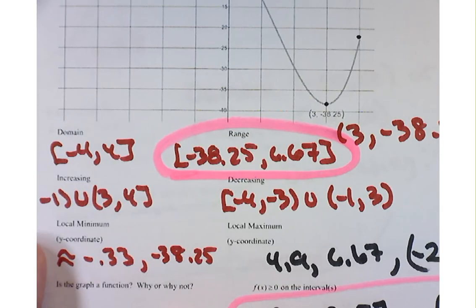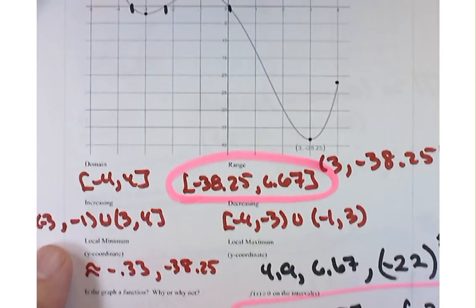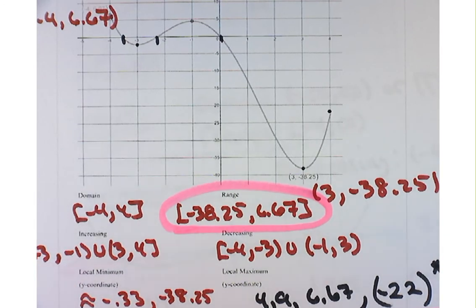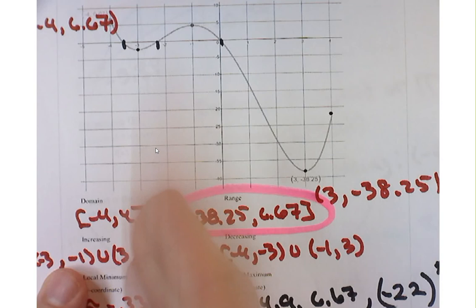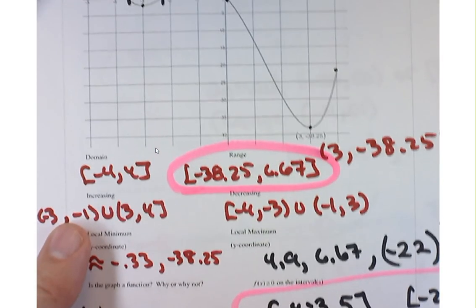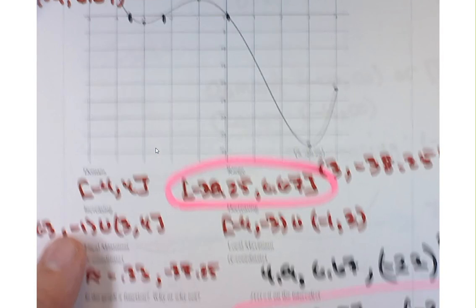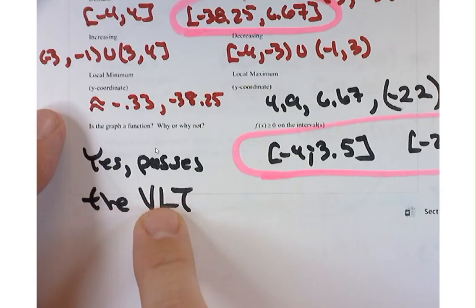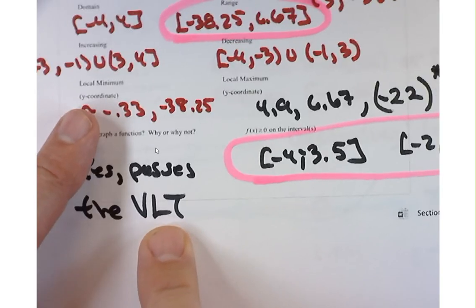How do I know that this is a function? What do your functions do? You're 2 questions away from getting out of here. What do your functions do? How do I test if it's a function? Hattie? Vertical line test. Vertical line test, yes, all right, I pushed the right button for somebody. It passes the vertical line test. No vertical line intersects the graph more than once. So it is a function, and the justification is that it passes the vertical line test.